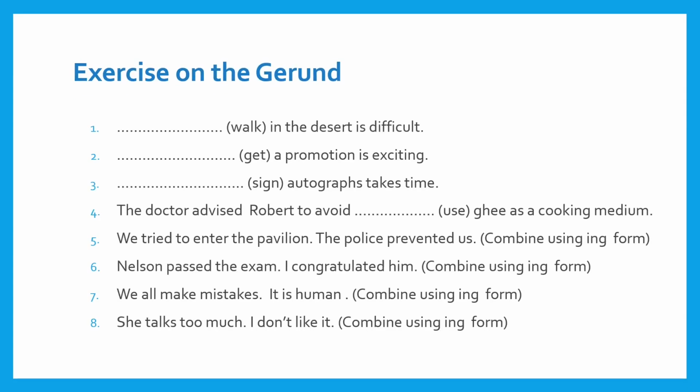I'm sure you have understood well about the gerund. Let us now practice some questions on the gerund. And here are some examples. Look at the first example. Dash in the desert is difficult. So can we form a gerund out of the verb walk? Yes, of course, it's very easy. Walking. So the answer is, walking in the desert is difficult.